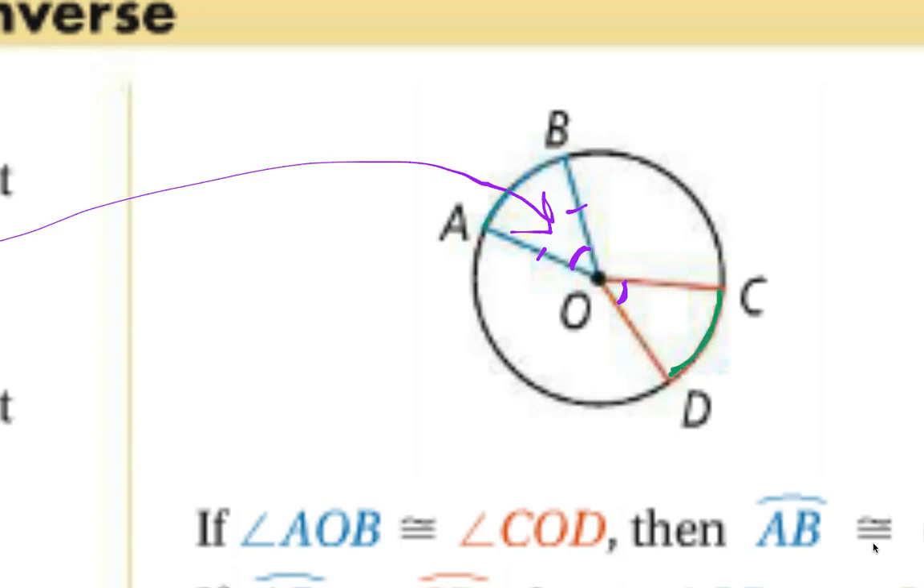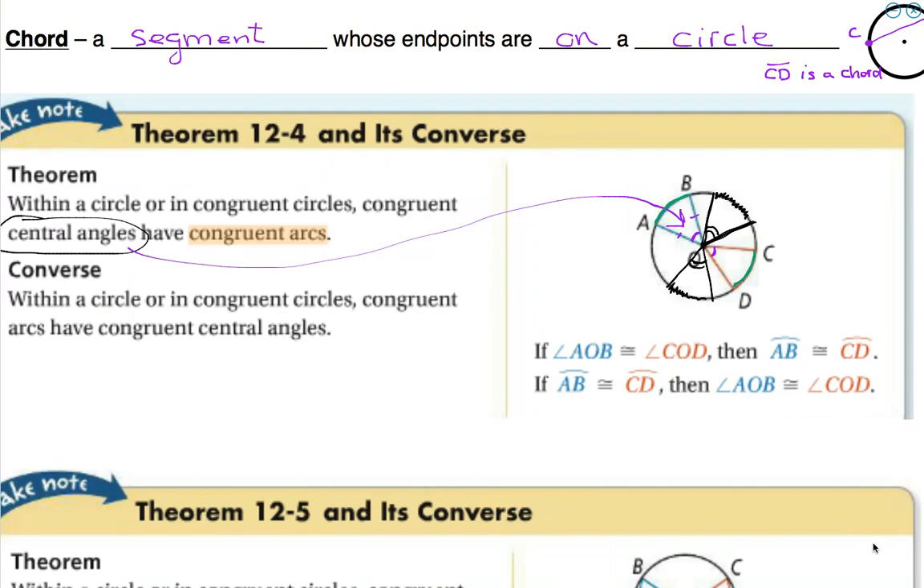That arc and that arc. That just makes sense. If you're opening up these central angles, it's going to determine how much of an arc you have. If I say that this is the same as up here, then this arc is going to span the same amount of distance. And then the converse is true. If you have congruent arcs, then you have congruent central angles. So that goes back and forth.